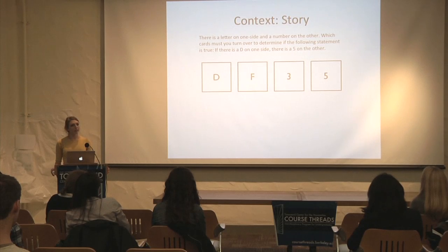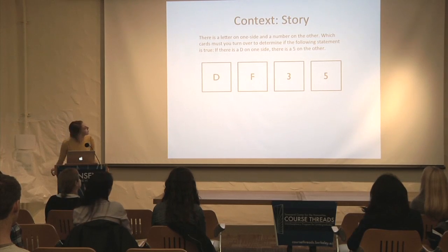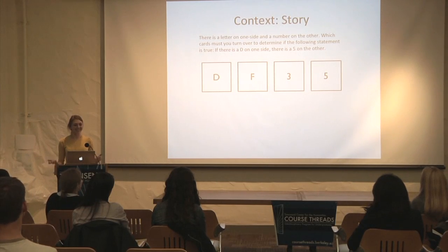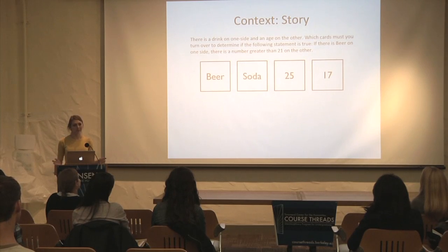This is the Wason card task, and it was an experiment where subjects were told that each of these four cards has a letter on one side and a number on the other. And they were told to tell the experimenter which ones they needed to flip in order to determine the validity of a logical statement. So, for instance, if there's a D on one side, there's a 5 on the other. And people, it turns out, are pretty bad at this when they're abstract concepts like Ds and 3s and 5s. But they're really good at it when you put it in the context of a story.